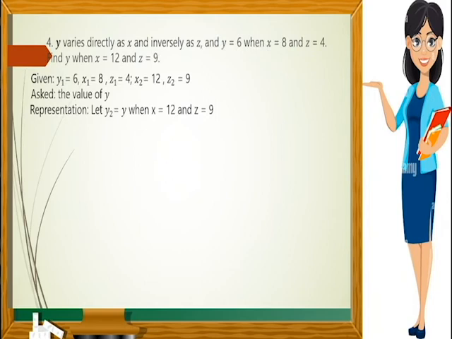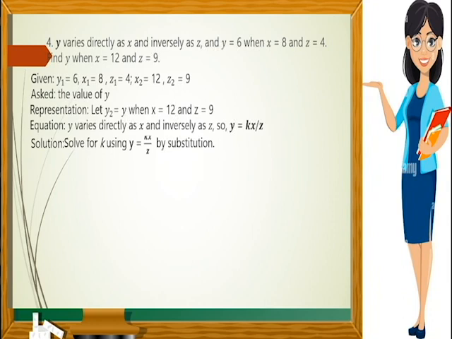Then we are going to do the representation. So, let Y sub 2 is equal to Y when X is equal to 12 and Z is equal to 9. Okay, so what about in this problem? What equation are we going to use? So, it's a combination of direct and inverse variation. Okay, so for the equation, Y varies directly as X and inversely as Z. So, Y is equal to KX over Z. Solution: solve for K using Y is equal to KX over Z by substitution.